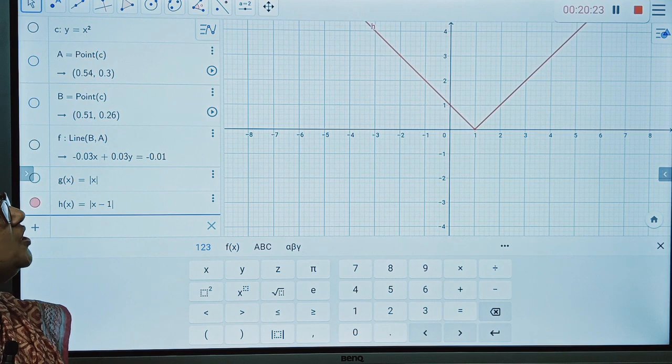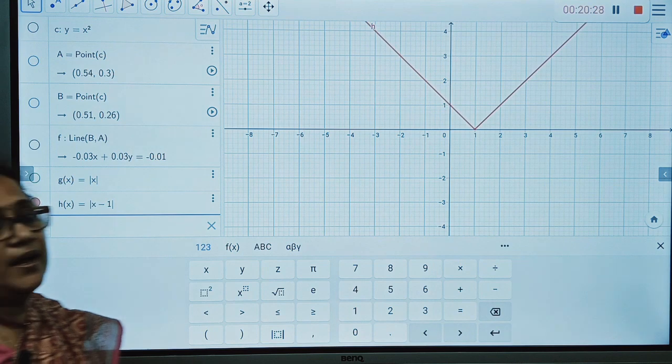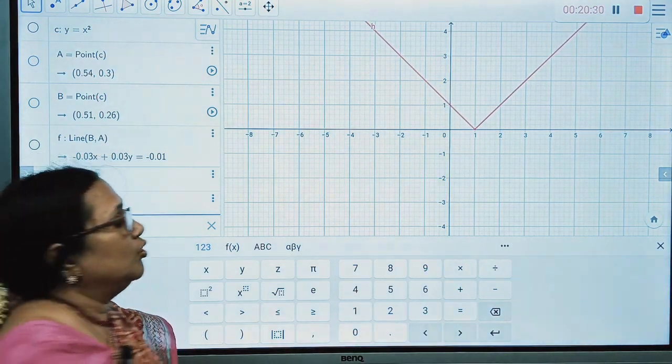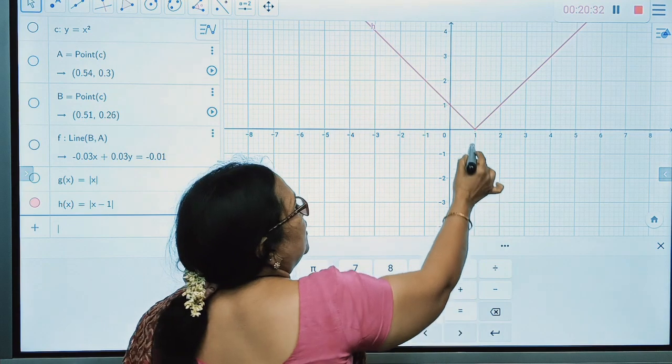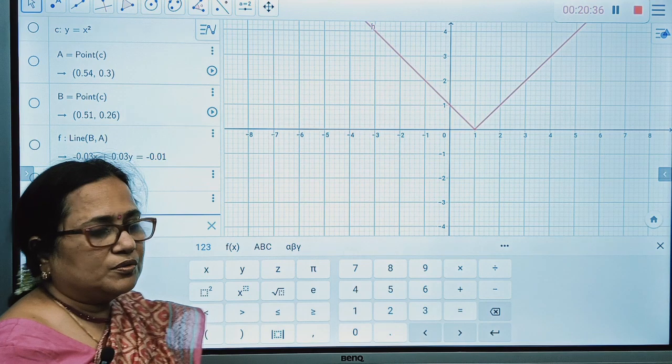So modulus function is continuous. Is it continuous? Yes. I can draw without lifting my hand. Is it differentiable? No. Where is it not differentiable? At x equal to 1. Are you able to follow?